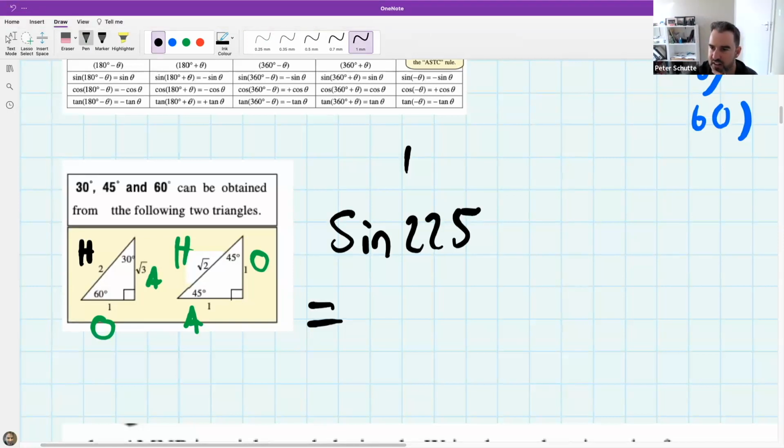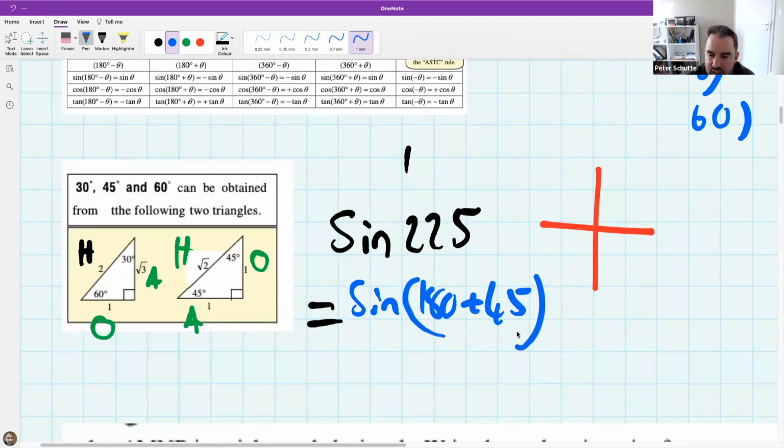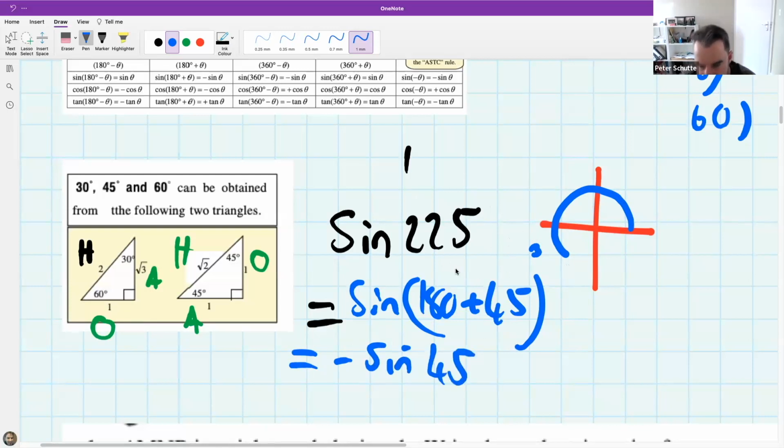See which quadrant it's in. Okay, Trig, let's go to you. What do you think we should do? Good afternoon, sir. Hey. I think we're going to have to say sine of 180 plus 45. Okay, so we're going to say sine of 180 plus 45, and that's a reduction formula. Yep, and then it's going to be negative sine 45. Okay, how did you know it was negative? Because 180 plus theta is in the third quadrant, and in the third quadrant only tan is positive. Perfect. Okay, negative sine 45 gives us a reduced one.